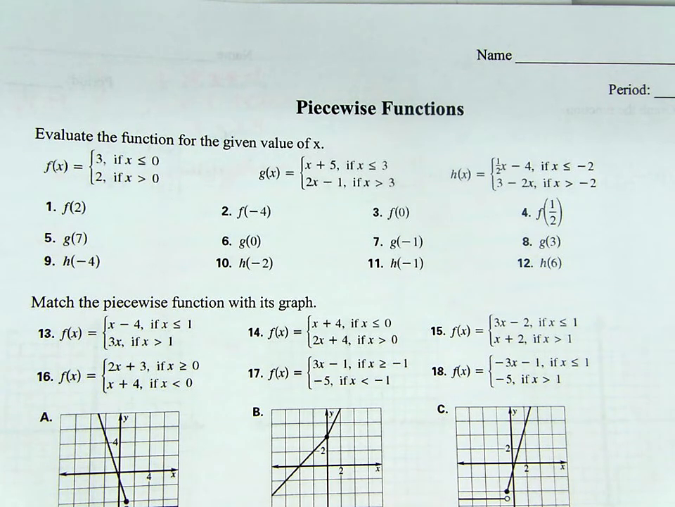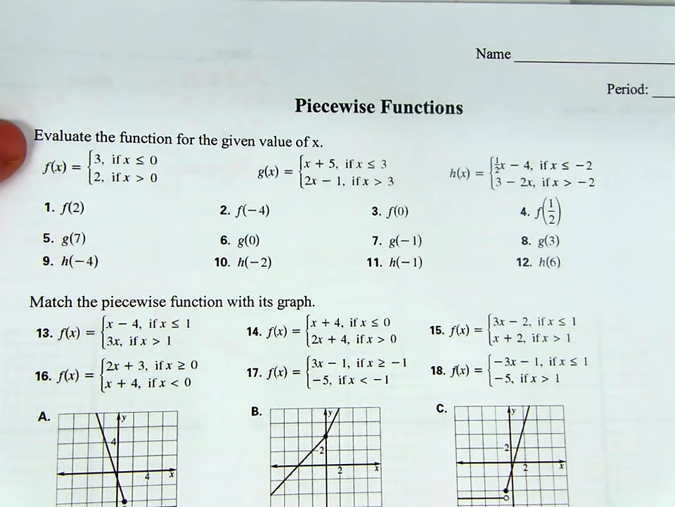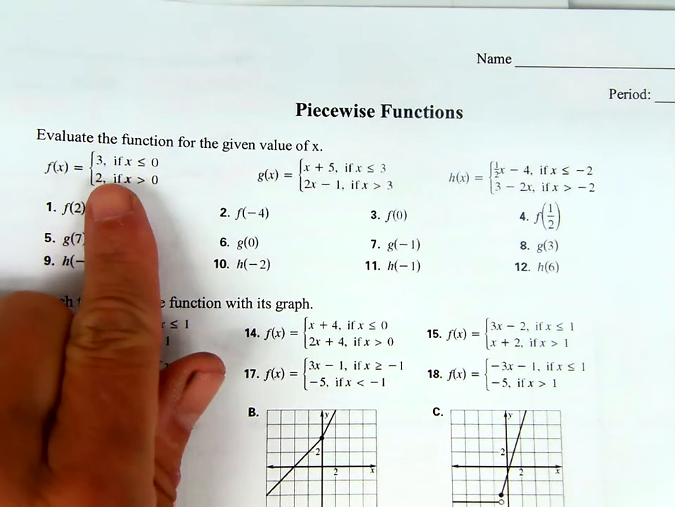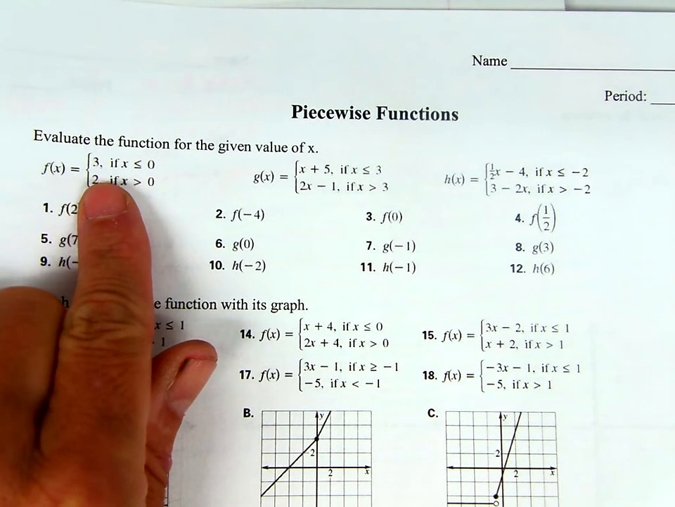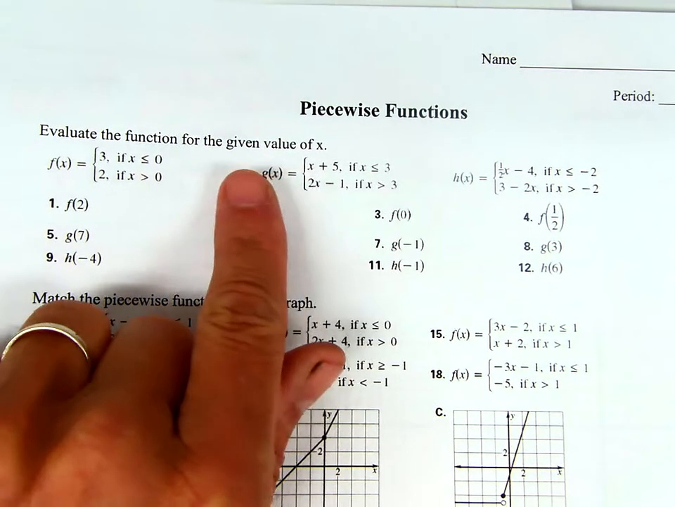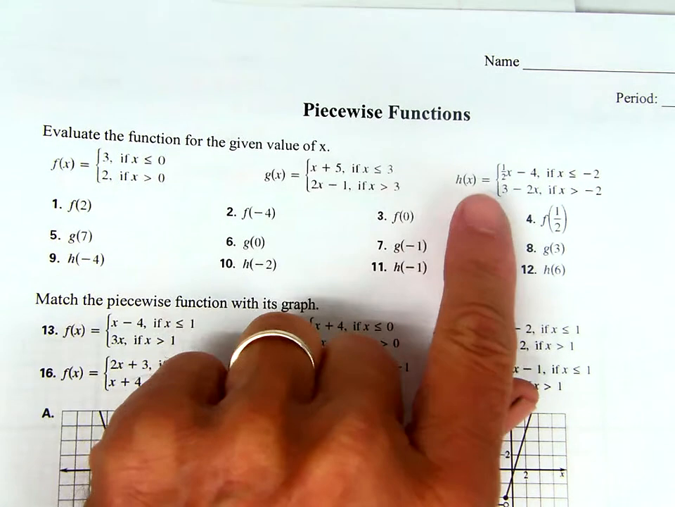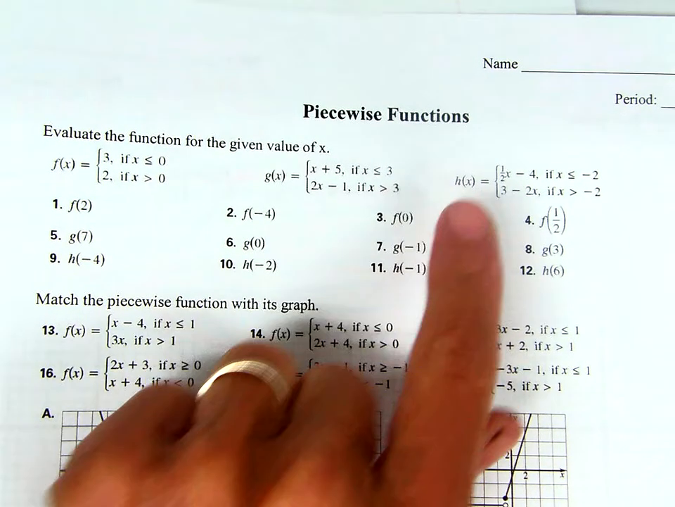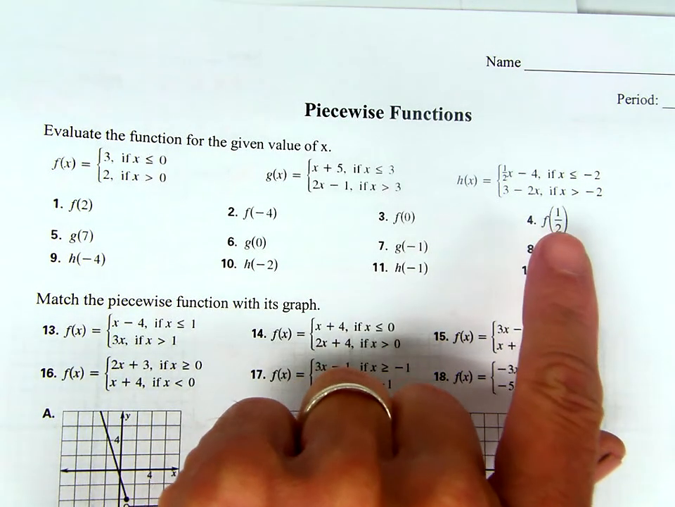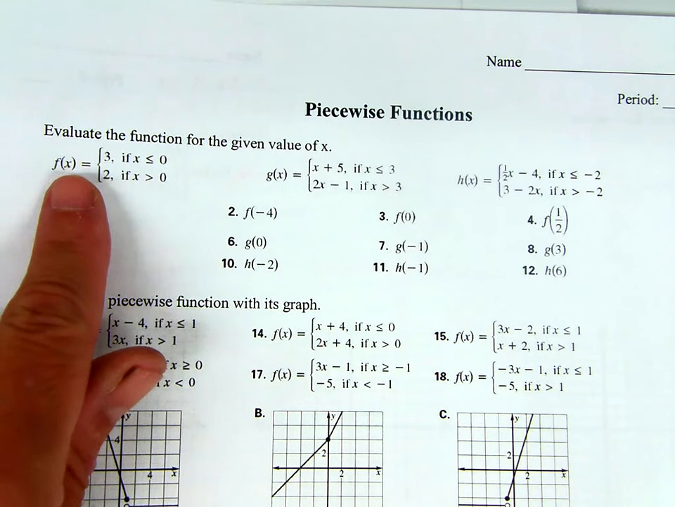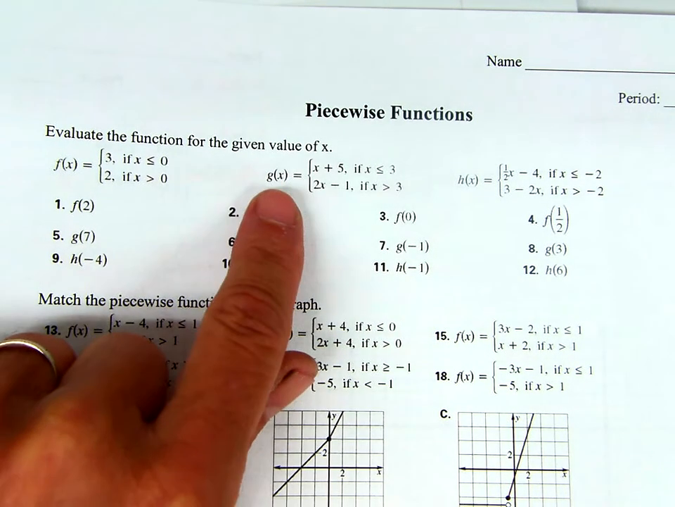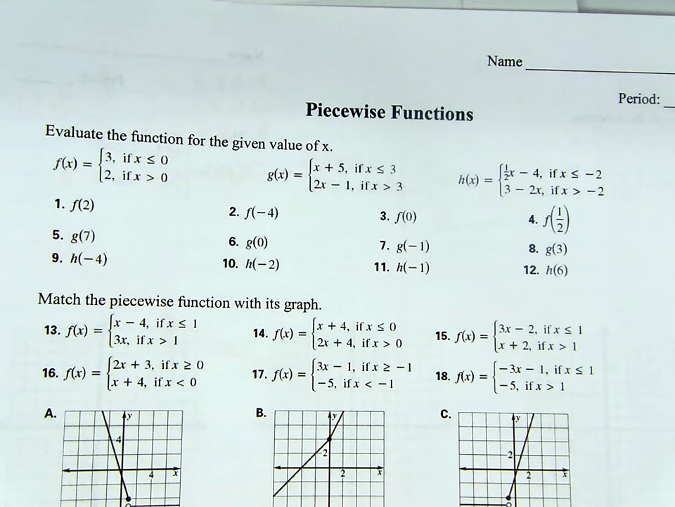Alright, here's how this works. In the first part of it, it says evaluate the function for the given value of x. So they give us 3 different piecewise functions. The first one is named f, the second one is named g, and the last one is named h. And they were nice to us because 1, 2, 3, and 4 all use the function named f. 5, 6, 7, and 8 all use the function named g, so they didn't mix them all up.